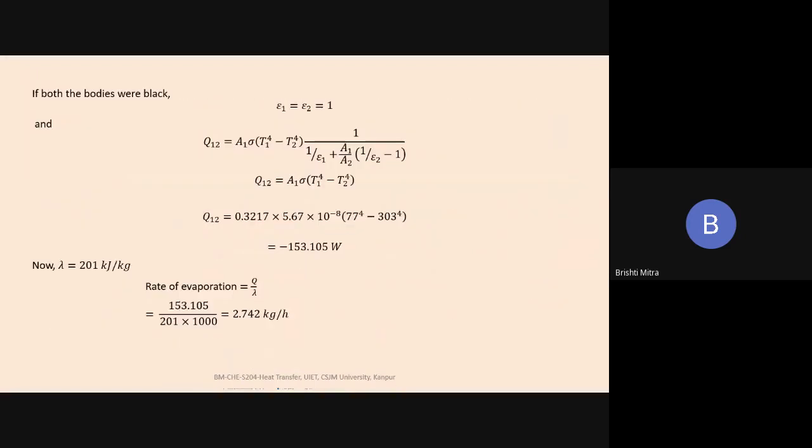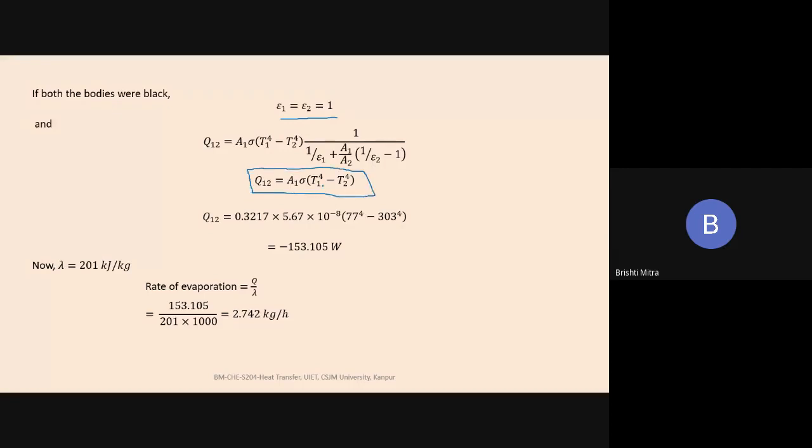Now, if the bodies were black, we use the same expression. If the bodies were black, what would happen? That epsilon 1 is equal to epsilon 2 is equal to 1. If I put this as 1, 1 minus 1 becomes equal to 0. This term vanishes off. 1 minus epsilon 1 becomes equal to 1. So what we have is this much.